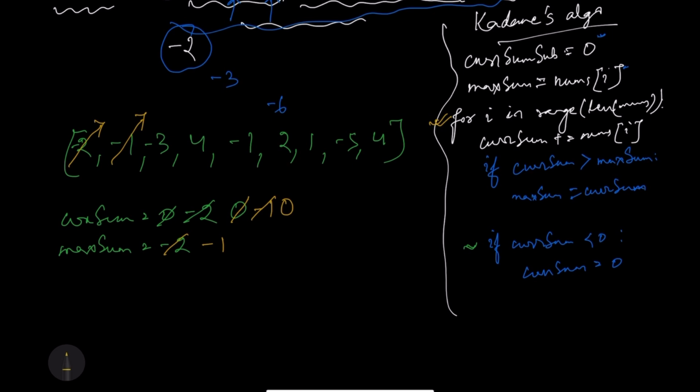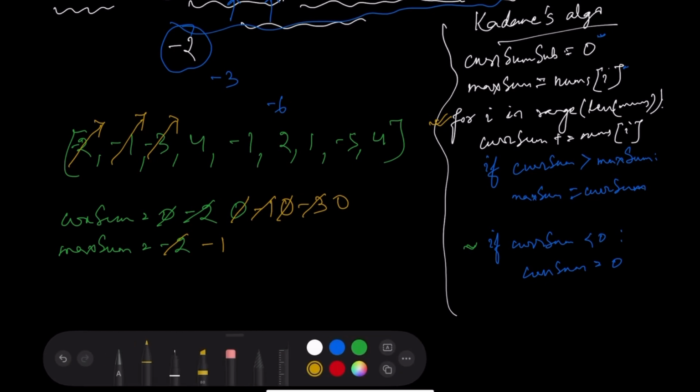Now when I come here, it would be -3. Now is -3 greater than the max sum? So we will not update max sum because -3 is small. So we would be ignoring this also, -3 also. That is not from where our subarray will start. So as it is a negative integer, we will update it to 0.